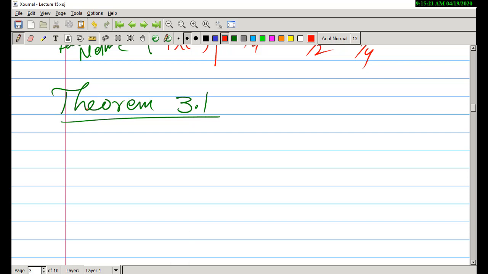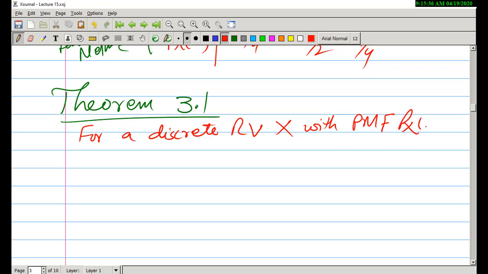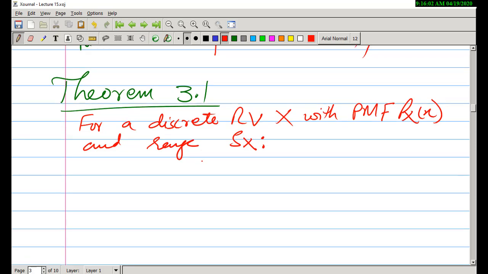So we are defining this for a discrete random variable x with the PMF P_X(x). Now we have the PMF of x and obviously the range S_X. So similarly we have the same things. Now we have the random variable x, the probability defining function PMF, and the range of that, which we said previously as the sample space.